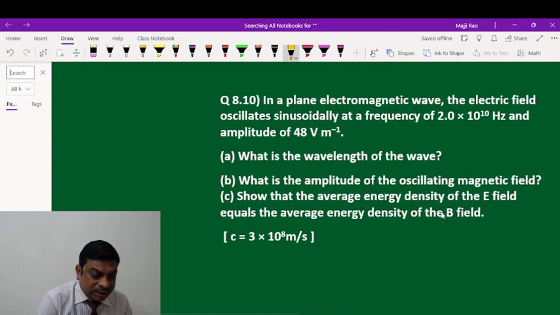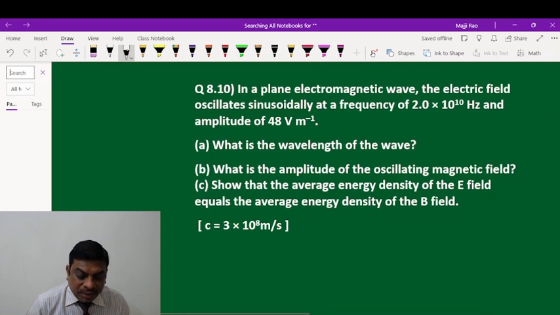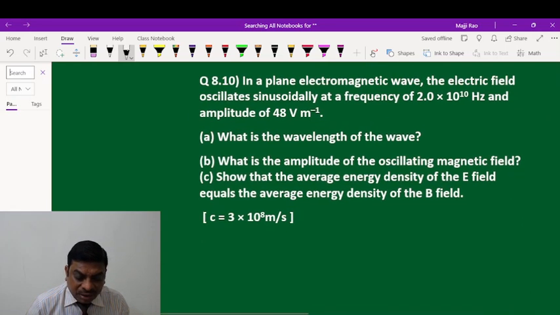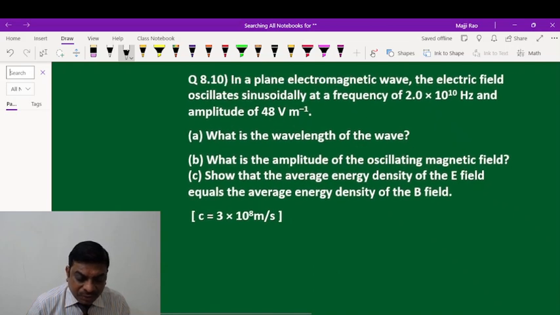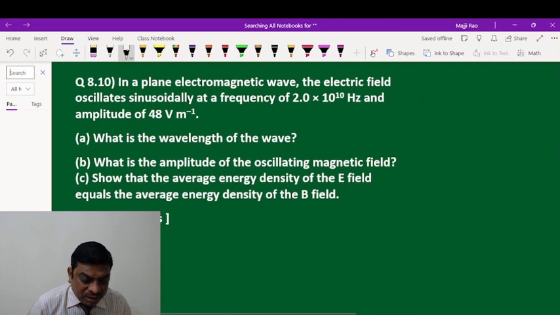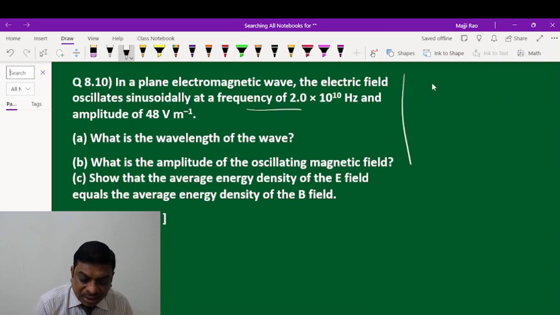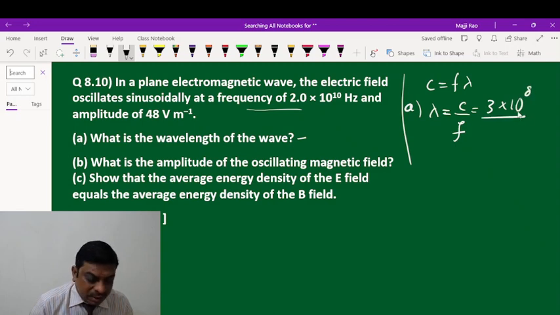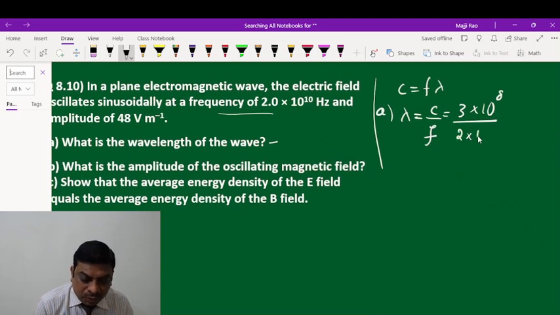Right, students, moving to the next question. In a plane electromagnetic wave, the electric field oscillates sinusoidally at a frequency of this and amplitude. What is the wavelength? Students, frequency and wavelength are always related with this formula, that is C equal to f lambda. So we know the frequency, we can find wavelength. First we have to find wavelength, A part. So wavelength will be equal to C by f. So speed of light is 3 into 10 to the power 8 meters per second, and frequency is 2 into 10 to the power 10 hertz. So this will be basically 1.5 into 10 to the power minus 2 meter, which is 1.5 centimeters.